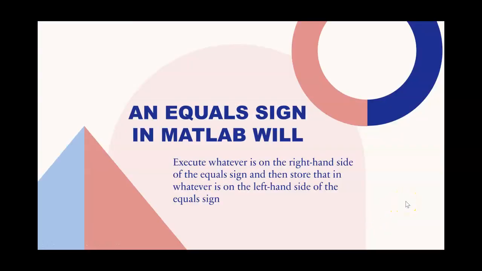An equals sign in MATLAB will execute whatever is on the right-hand side of the equal sign. So if there is a function on the right-hand side of an equal sign, it will execute that function. If there's a calculation on the right-hand side of the equal sign, it will execute that equation and solve for whatever is on the right-hand side, and then store that, whether it's an array or value, in whatever is on the left-hand side of the equal sign. So it'll do whatever is on the right-hand side. It will take that and put that in whatever is on the left-hand side.